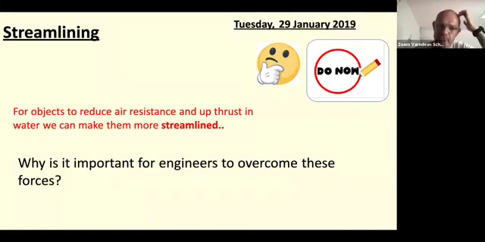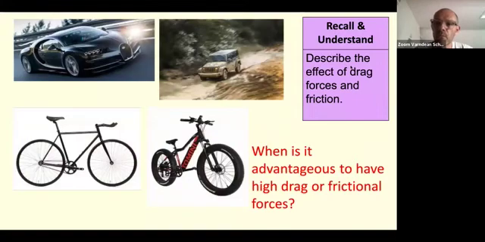For objects to reduce air resistance and upthrust in water, we make them streamlined. So boats are also streamlined to prevent quite as much resistance from the water. But look, there is also a time when we want to have high drag and frictional forces. Have a look at those 4 vehicles there, and you can see that they're really different in their shape. I hope you can spot that 2 of them are very streamlined, and that's nice and easy, because what we're trying to do there is reduce air resistance to give us a bigger resultant force in the forward direction, because we've made the other arrow really small and we can go faster.